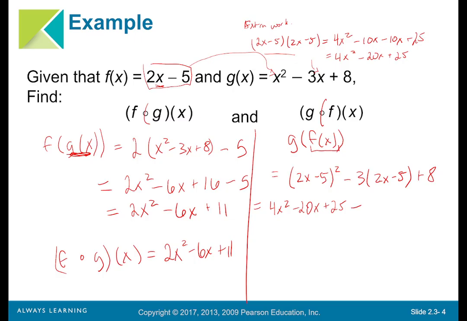So there's the first term simplified. Now we have to distribute the minus 3. So I have a minus 6x plus 15. Notice the minus 3 times the minus 5 makes a plus 15. And I've still got the plus 8 at the end.